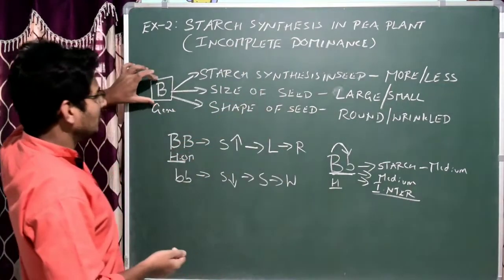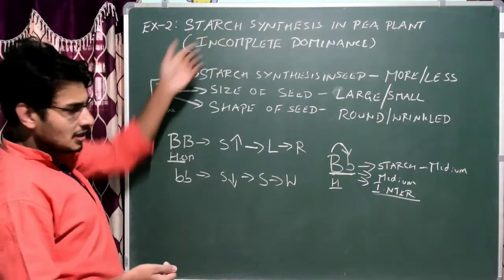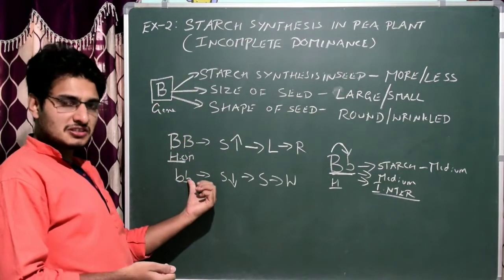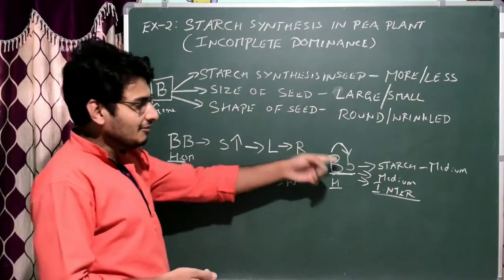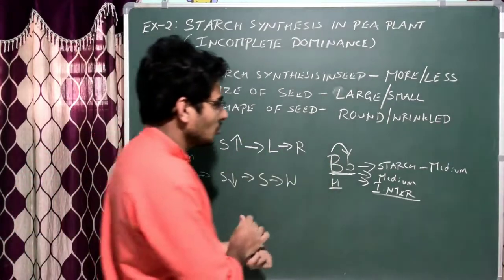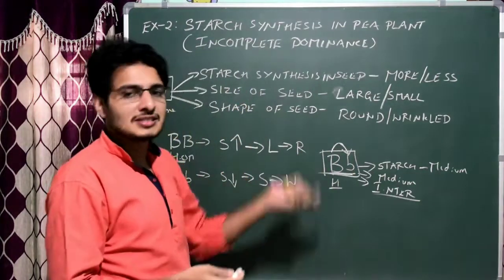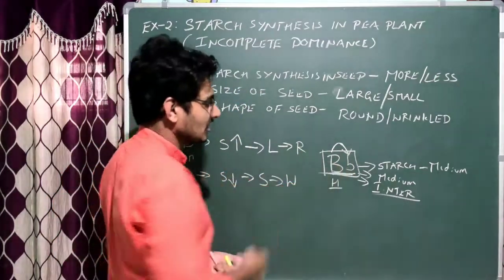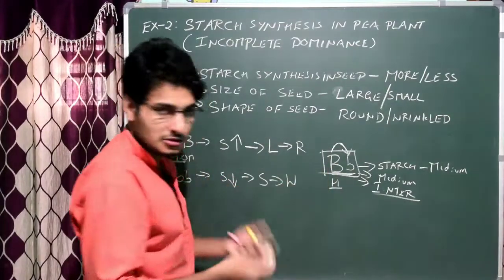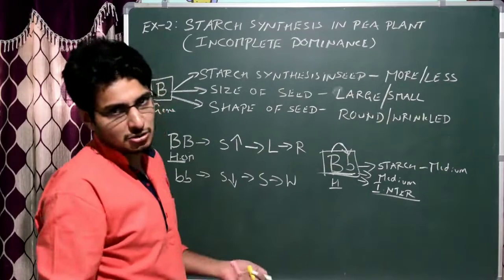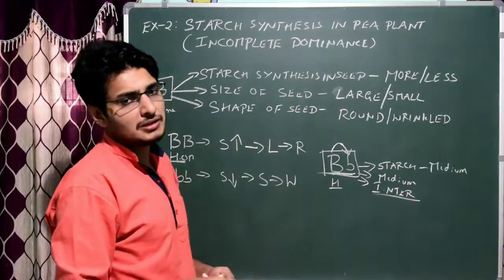First remember, capital B is responsible for all these things. If it occurs in homozygous condition, yes. If it occurs in homozygous recessive condition, everything will be less. If it occurs in heterozygous condition, so what is the exact example for incomplete dominance? Same as your snapdragon or Antirrhinum, that is actually capital B small b, that is heterozygous condition, you get this intermediate character of both the parents actually. So that's all about incomplete dominance example 2.